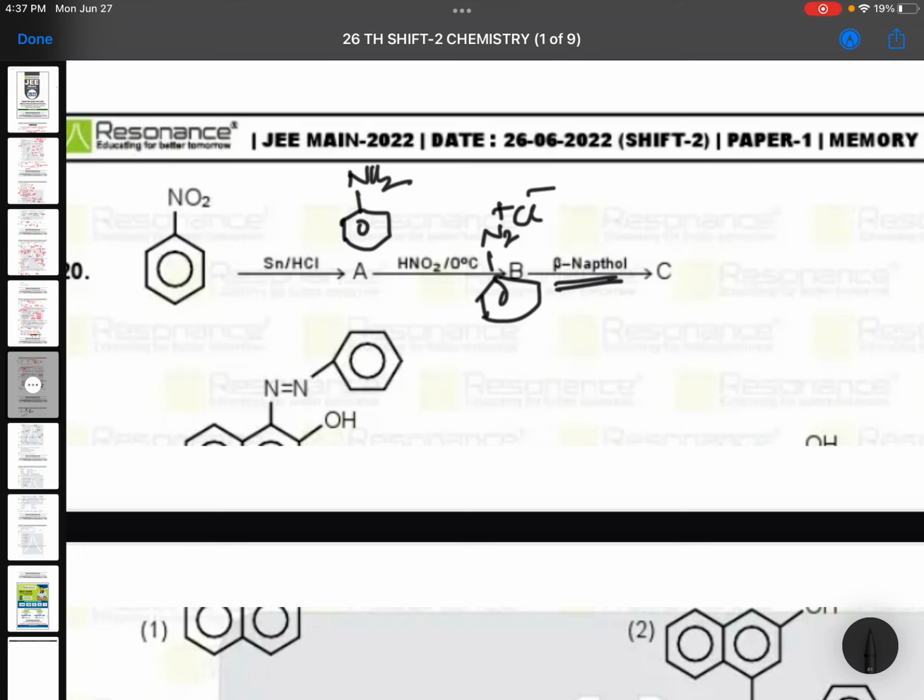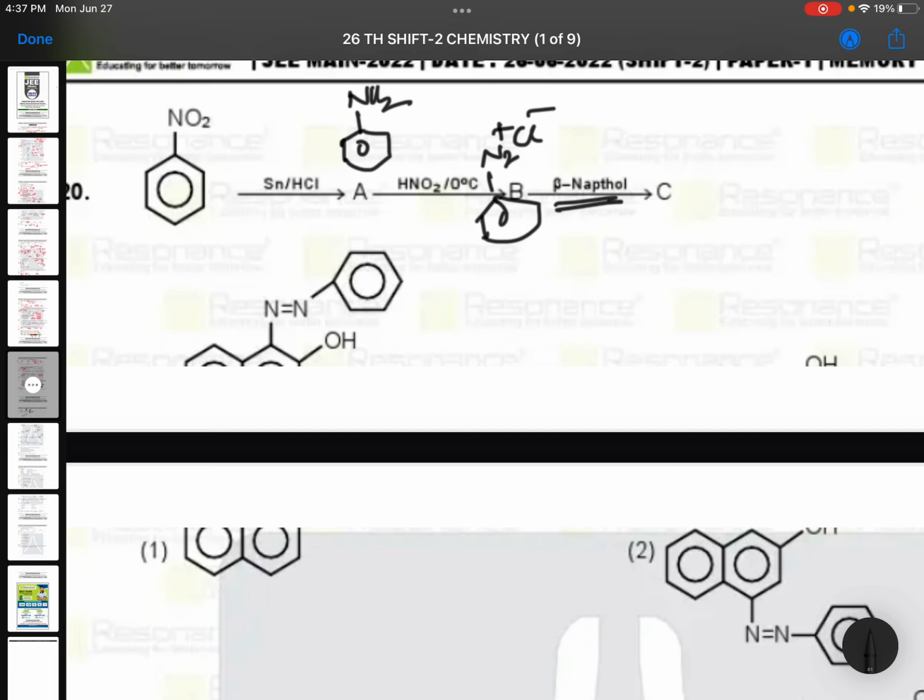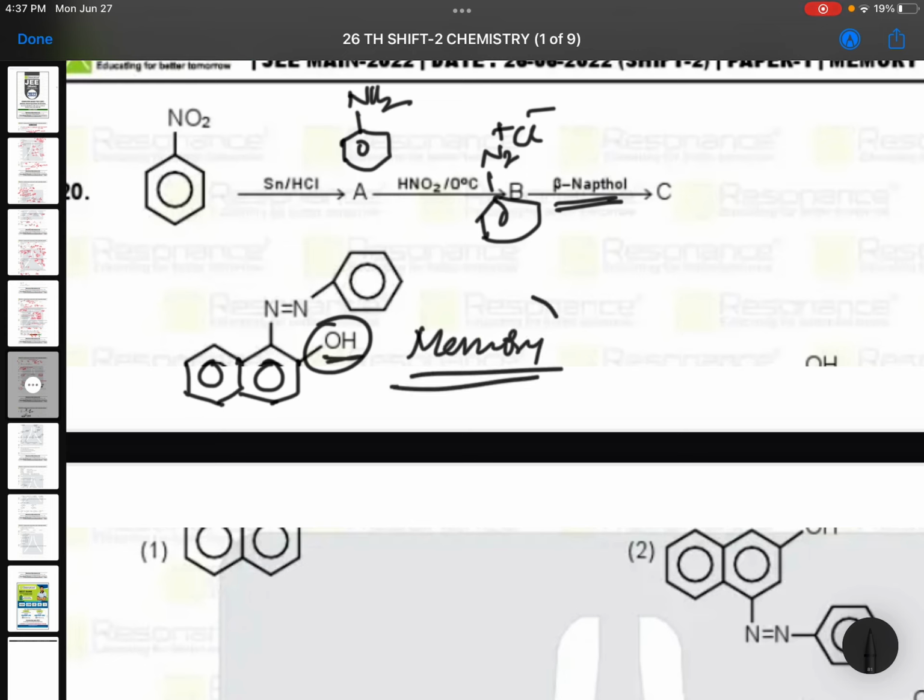And with beta naphthol, generally it comes at the second place. Okay, now this will be your product. N double bond N, this is an azo dye. Generally, orange color dyes and yellow color dyes are formed, azobenzenes. In azobenzene cases, generally we will be getting the para position, but here this is ortho. So it is a good memory question, a little bit of memory only, because here ortho is important.